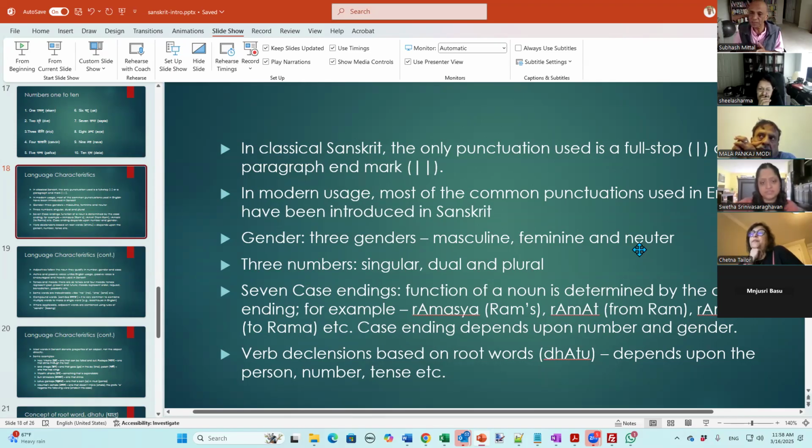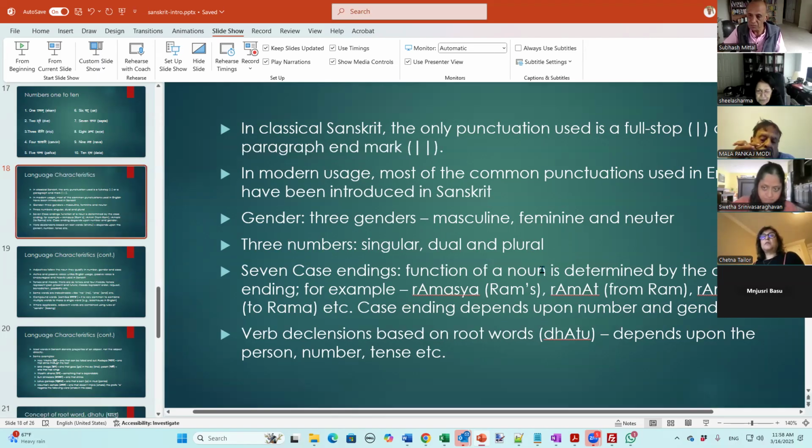Vriksha. Now, vriksha is not an animate object, but living. It's masculine. And just to give you a quick example, there are three genders, and also three numbers: singular, dual, and plural. And there are 7 case endings.